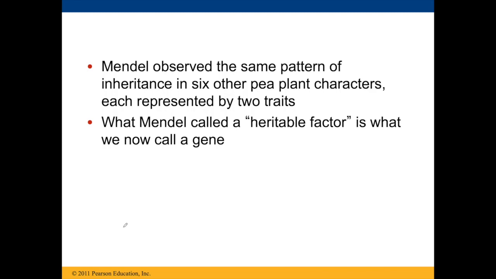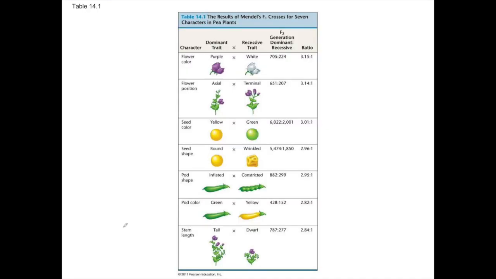What he did is he looked at 7 different characters or genes in the pea plants. So what color are the flowers? Purple versus white. Where do the flowers grow? Axially versus terminally. What color are the pea plants? Yellow versus green. What shape are the peas? Round versus wrinkled. What shape are the pea pods? Inflated versus constricted. What color are the pea pods? Green versus yellow. And is it a tall plant or a dwarf plant?